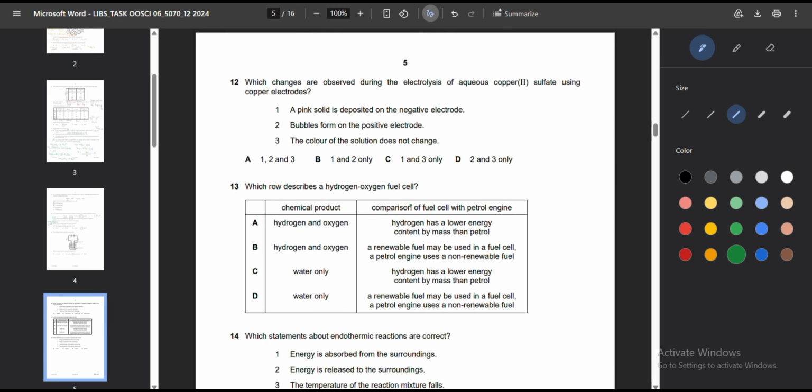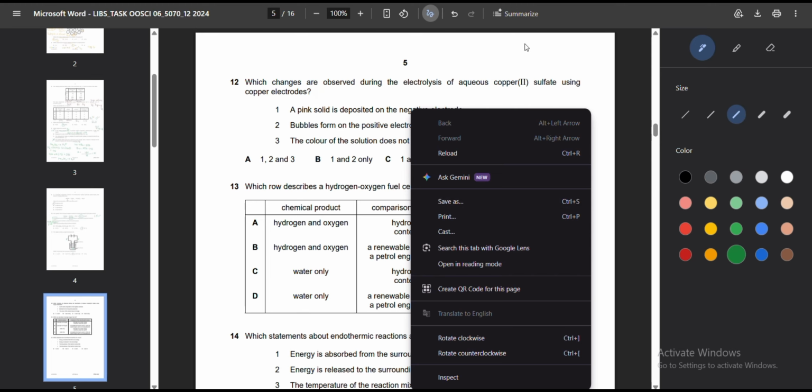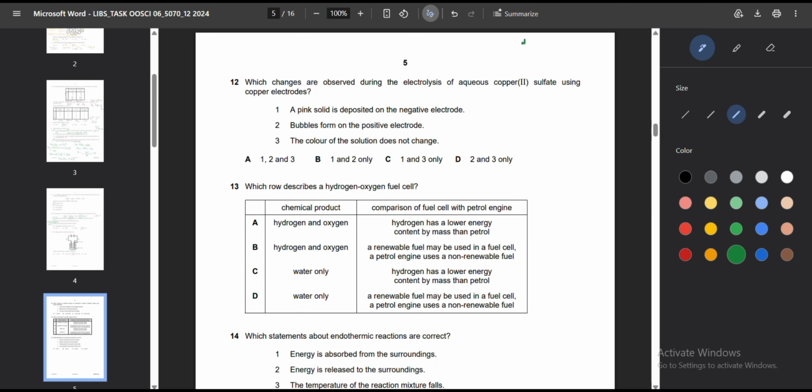Question number 12. Which changes are observed during the electrolysis of aqueous copper sulfate using copper electrodes? A pink solid is deposited on the negative electrode. Bubbles form on the positive electrode. The color of the solution does not change.